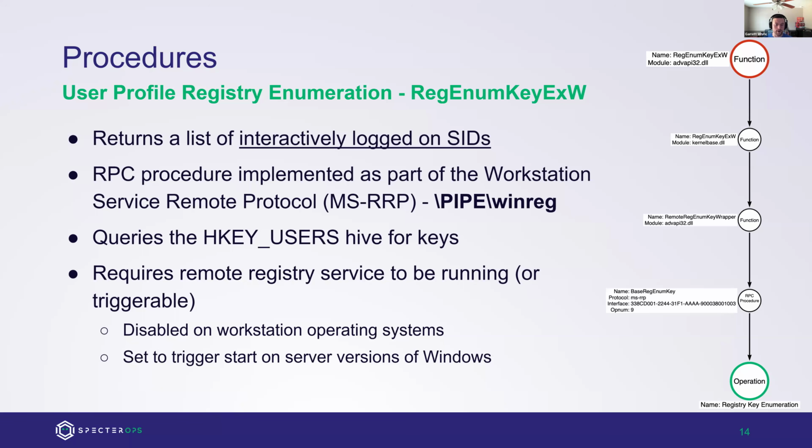On the server operating systems, it's set to a trigger start. So services can be triggered to start, and in this particular case, the trigger on this service is interacting with the named pipe. So by default on Windows Server operating systems, if I interact with that named pipe, it's going to turn that service on for me. It doesn't necessarily have to be running, but if I can hit port 445, if I can hit that named pipe, it'll turn on the service for me, and I can enumerate, in this case, the HKEY_USERS hive and look for SIDs that are interactively logged on.